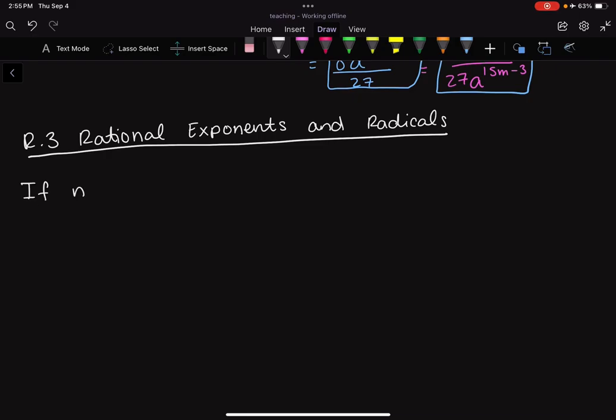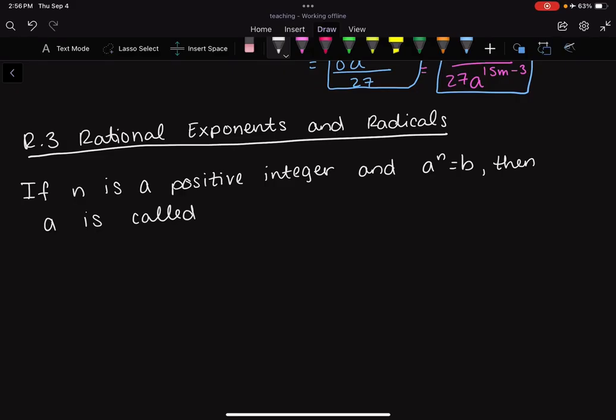So if n is a positive integer, and a to the power of n is equal to b, then a is called the nth root of b. Basically what we're demonstrating here is this pattern. So let me show you with some numbers just to help you make sense of it.